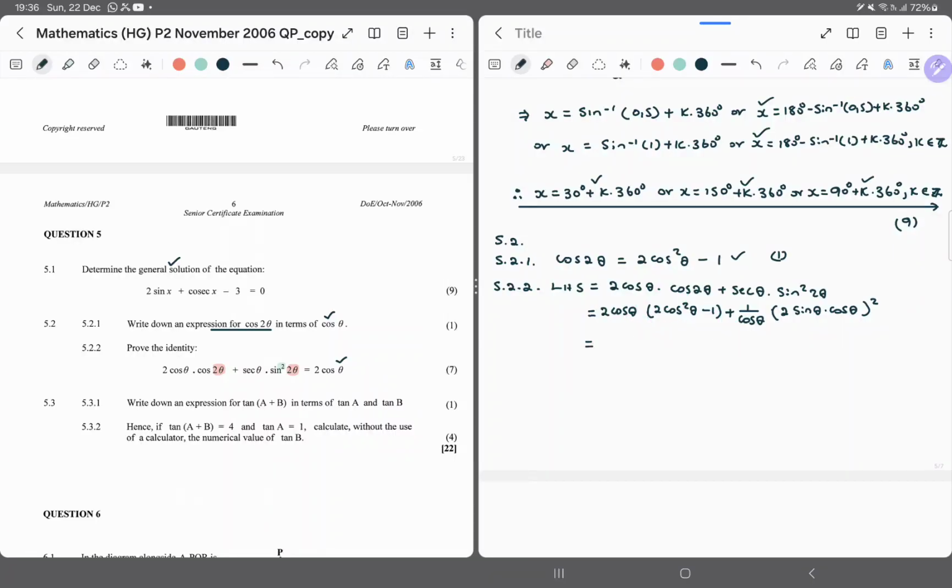What do we do next? We FOIL out the bracket, so we get 4 cos cubed theta minus 2 cos theta, and we have plus. Now here we need to deal with this business. Obviously when we square this whole thing, the numerator becomes 4 sine squared theta times cos squared theta. Now when we multiply this denominator through, it is all divided by cos theta.